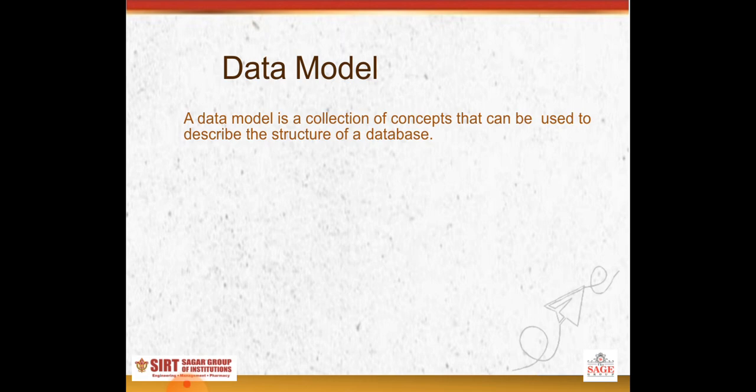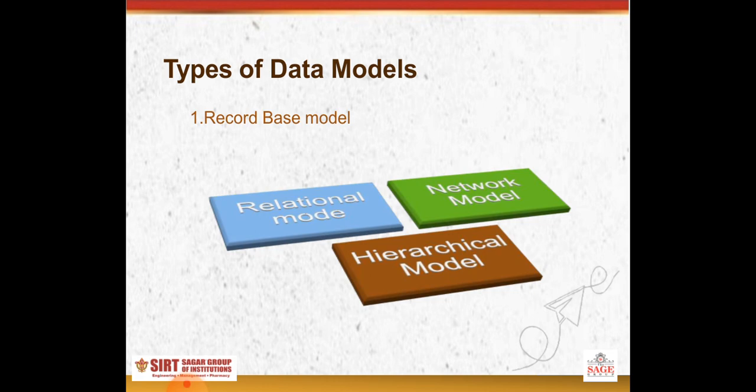Then data model. Data model is basically a collection of concepts that can be used to describe the structure of a database. How the database stores, in which structure it is stored, in which format it stores, that is described by the data model. Then comes types of data model.